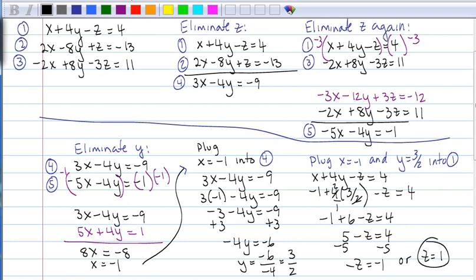So now we have the z, there was the y, there was the x. We have the solution to this system.